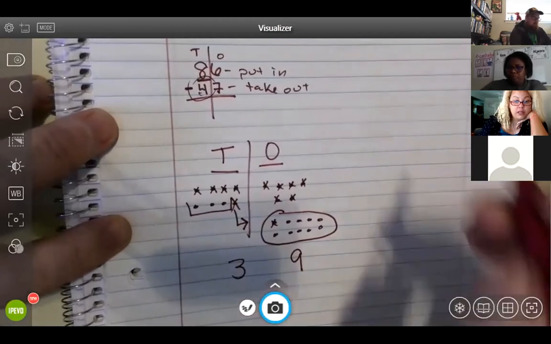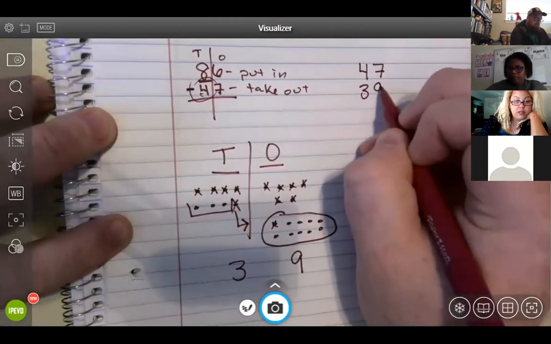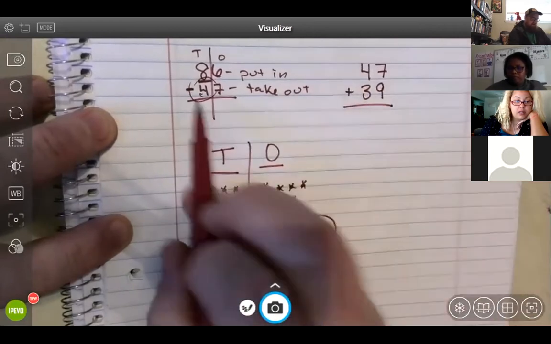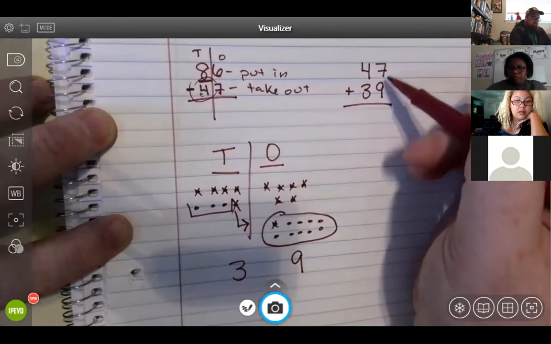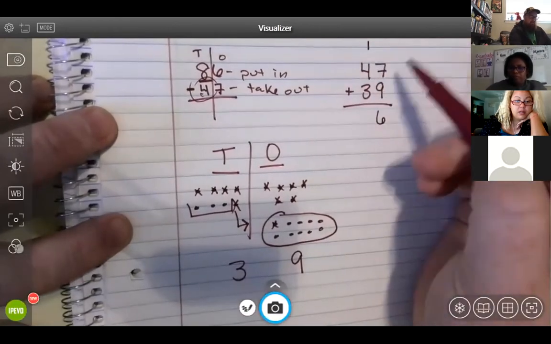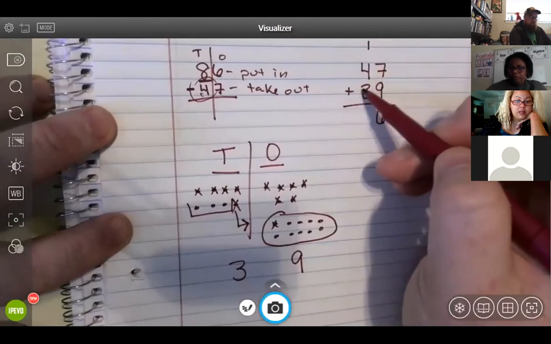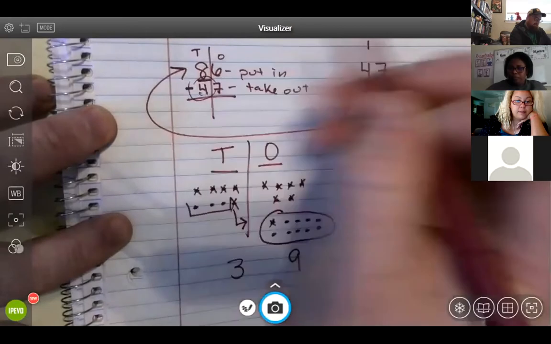And then we always check our work. 47 plus 39. We're going to do the opposite. So 7 plus 9 is 16. Carry my 1. 1 plus 4 plus 3 is 8. And our numbers match up.